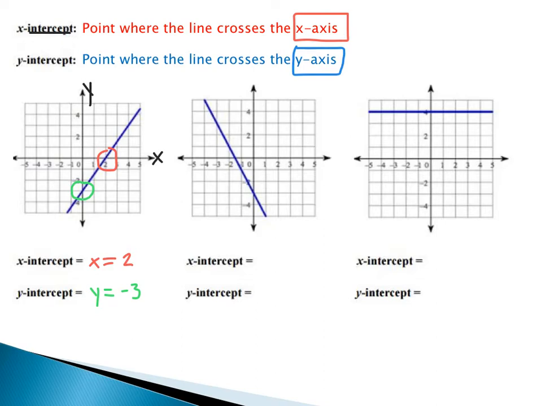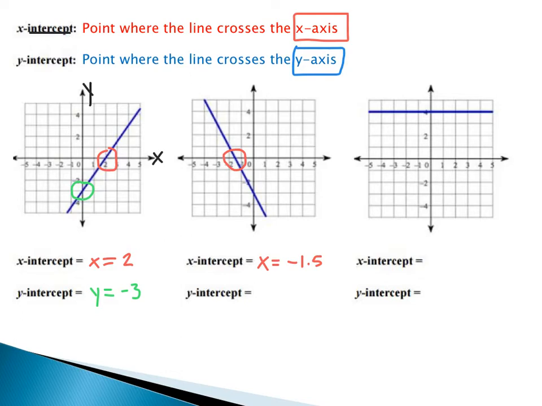Okay, next one. Where does the line cross this one? For the x-intercept, where does it cross the x-axis? You have to be careful here. Notice it goes 0, 1, 2. It doesn't cross exactly at 1 and doesn't cross exactly at 2, but it crosses exactly in the middle between 1 and 2. So what would be the value between -1 and -2? That would be x equals -1.5, halfway between 1 and 2. So an intercept is not always going to be a nice, perfect point. Sometimes it might be a decimal.